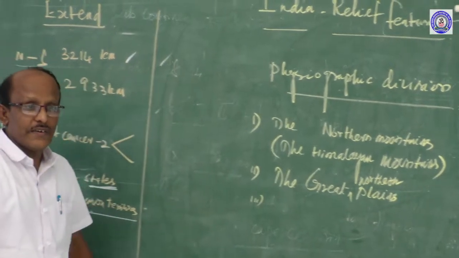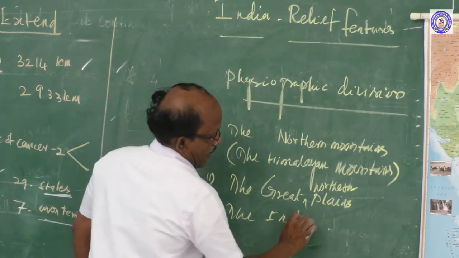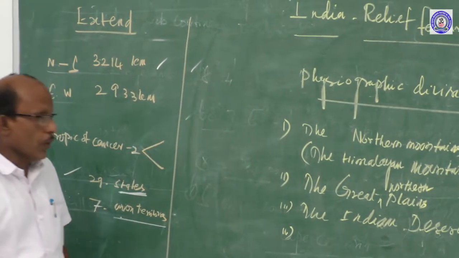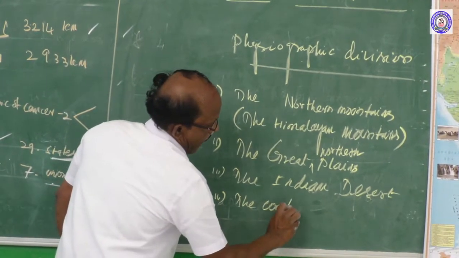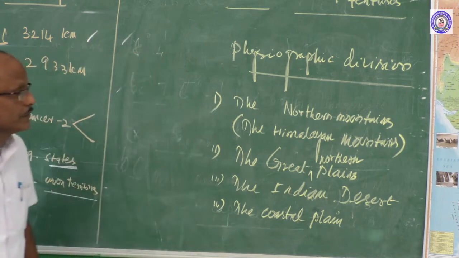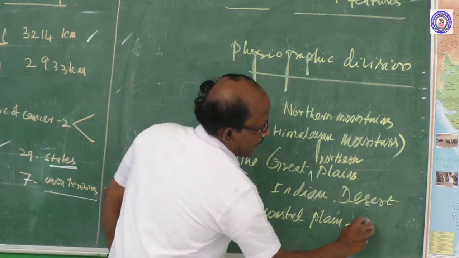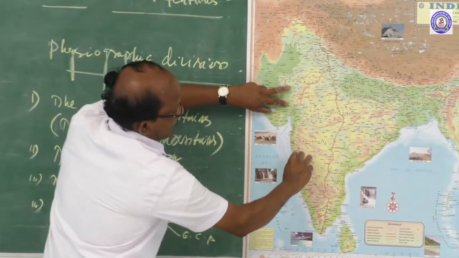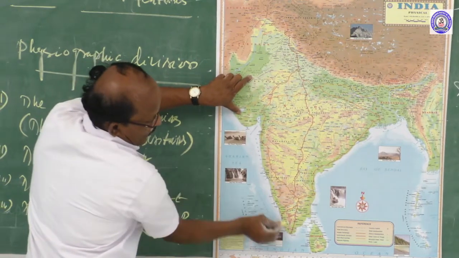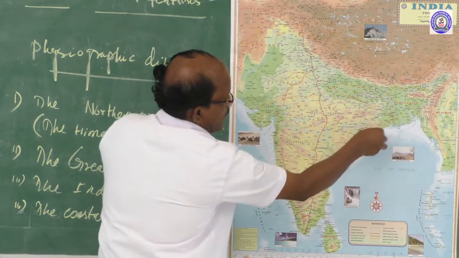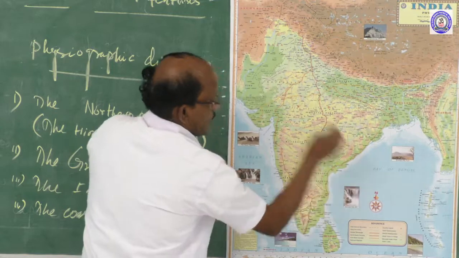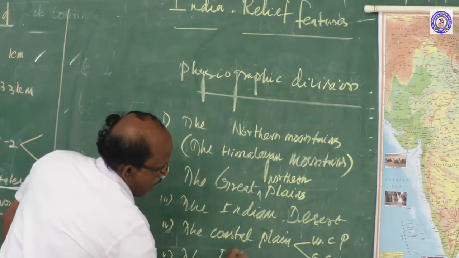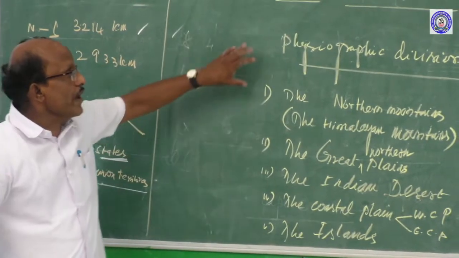The third one is the Indian desert. The fourth one is the coastal plain. There are two coastal plains: the west coastal plain and the east coastal plain. The west coastal plain starts from the Kathiawar plain to Kanyakumari. The east coastal plain runs from West Bengal to Kanyakumari. And the last, the fifth one, is the islands. These are the physiographic divisions of our country.